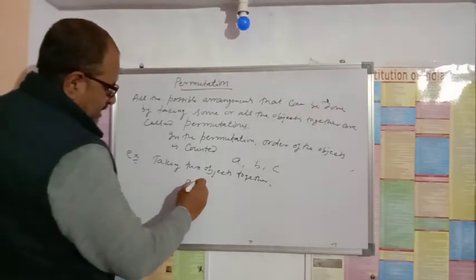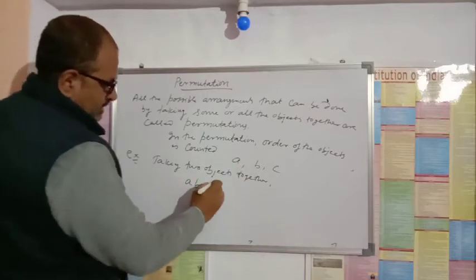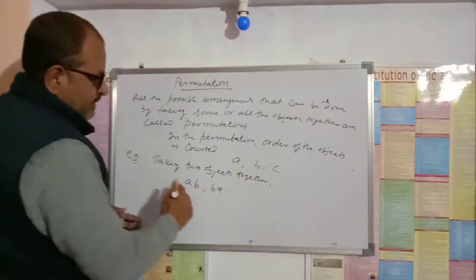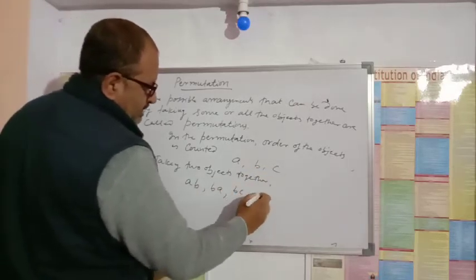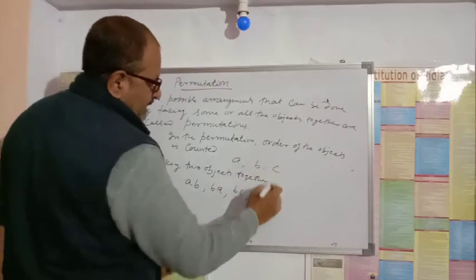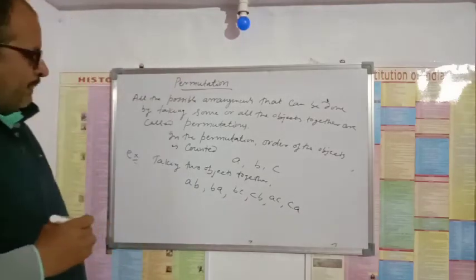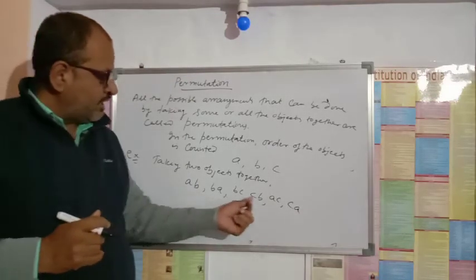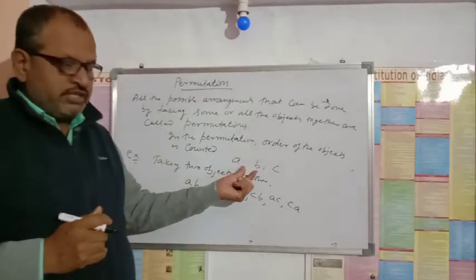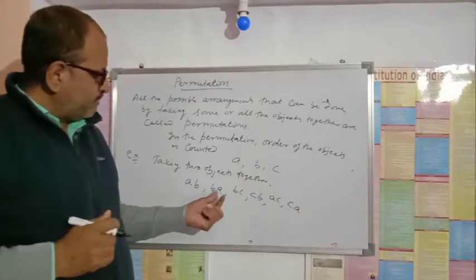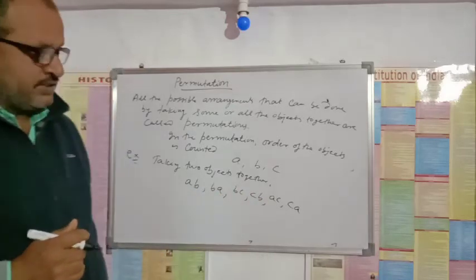Possible arrangements will be AB. We can take these two, AB. Change the order, so we will get a new permutation, BA. Now take B and C, BC. Again change the order, so CB. Take AC. Change the order, so it will be CA. So the total number of permutations is 6 here. I have taken two objects together at a time, then the total number of arrangements is 6, means the total number of permutations is 6.